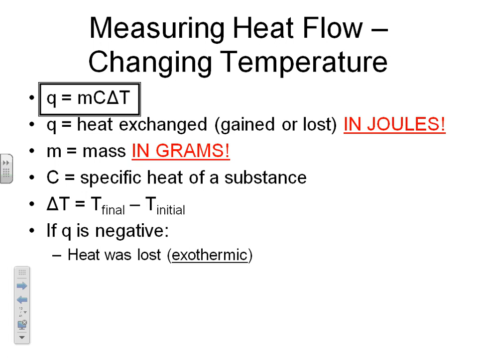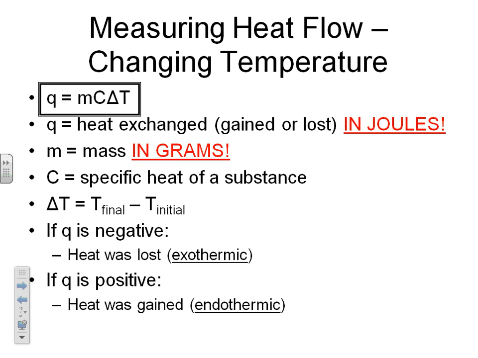So if Q is negative, heat's lost, you have an exothermic reaction. If Q is positive, however, if you don't have a negative value on delta T, if delta T is positive, then we get a positive Q. That means that heat was gained by the system and you actually had an endothermic reaction. Now mass is always going to be positive and specific heat is always positive. So basically M and C are always going to be positive, but delta T can vary.